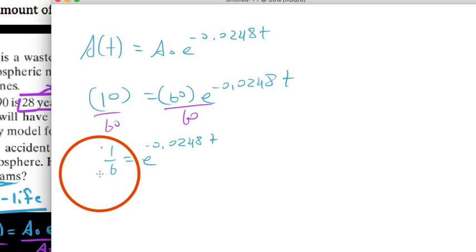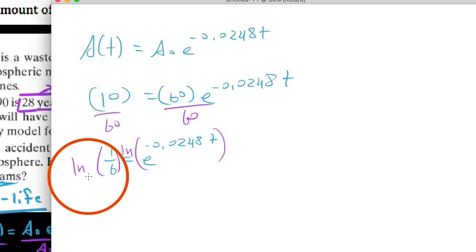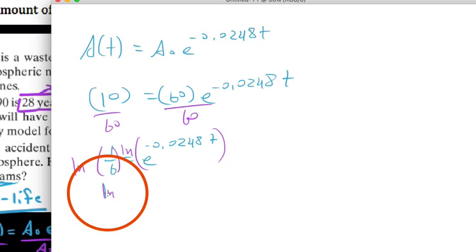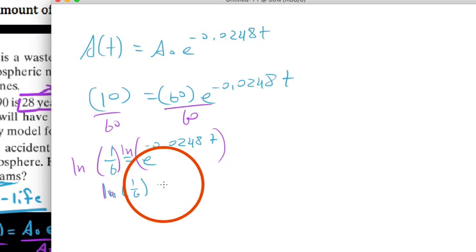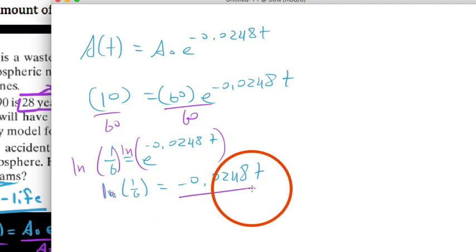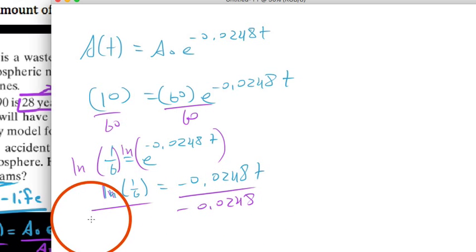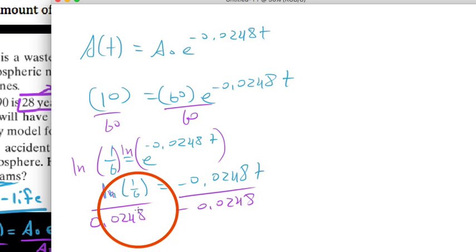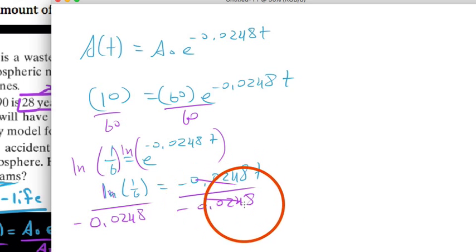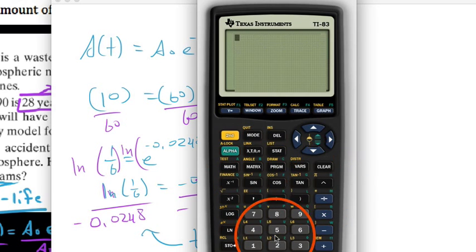So now here's the deal. We're going to take the ln of both sides now that we've isolated that natural base. So we get the ln of 1/6 is equal to negative 0.0248 time. And by dividing both sides by negative 0.0248, we're going to end up with a value of time. Our exact value is going to be this right here, or as exact as we possibly can. But I'm going to write approximately equal to, and again, we'll definitely want to find this on the calculator.